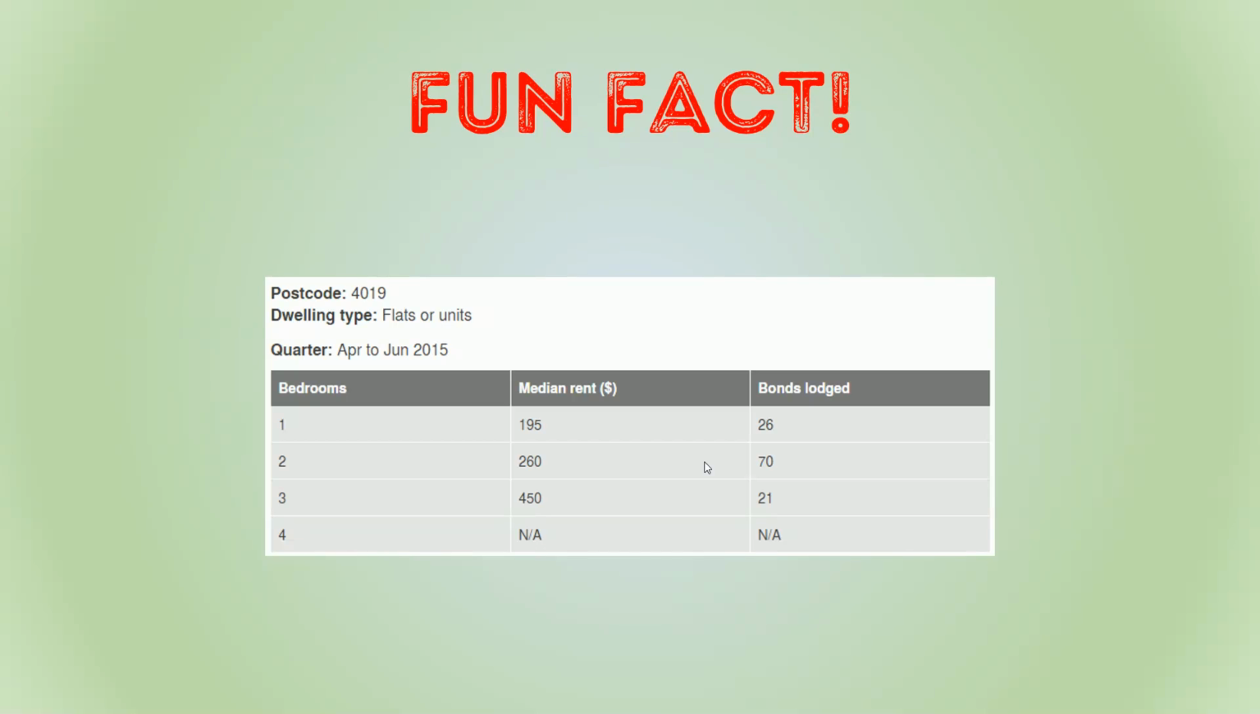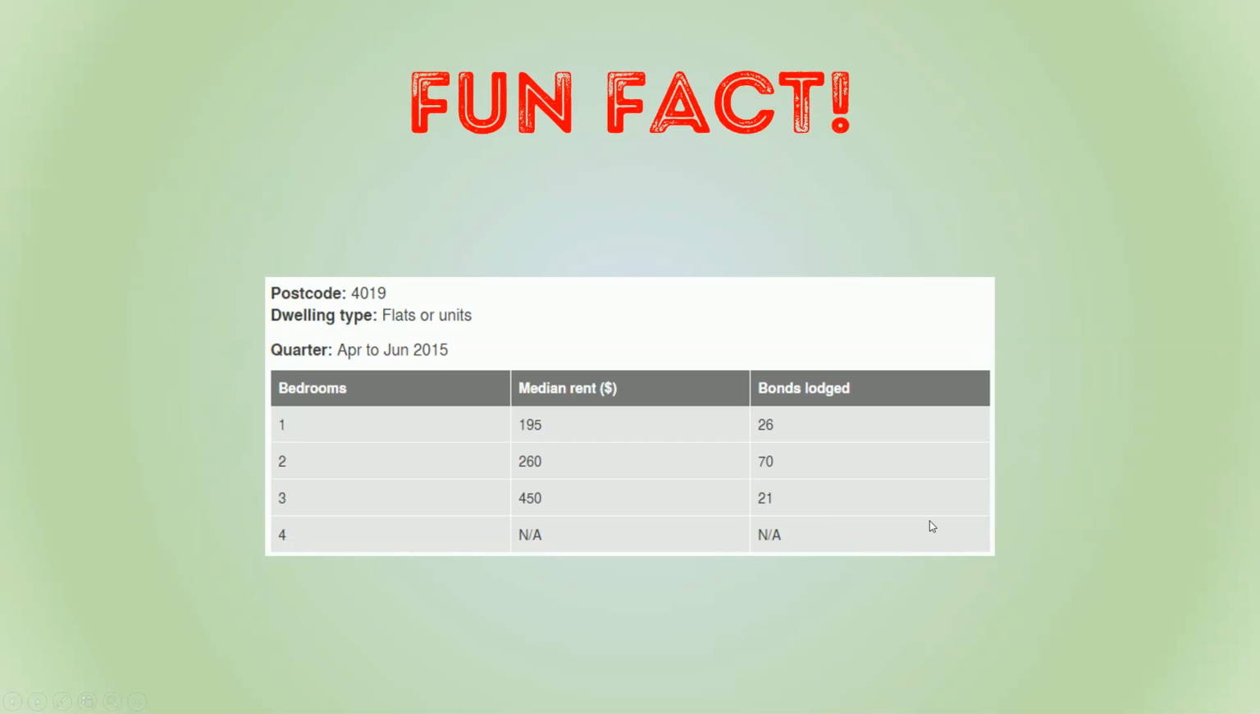Okay, giving you a break from writing for a minute, here's a fun fact. For flats and units in the Clontarf area, the average or median rental price for a 1-bedroom home was $195. For a 2-bedroom flat or unit in Clontarf, $260, or for a 3-bedroom, $450. And this is from April till June this year. We can see by the number of bonds that have been lodged that 2-bedroom flats and units are the most popular by quite a lot, followed by 1-bedrooms and then 3-bedrooms.